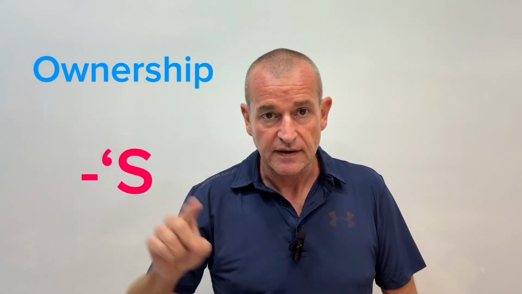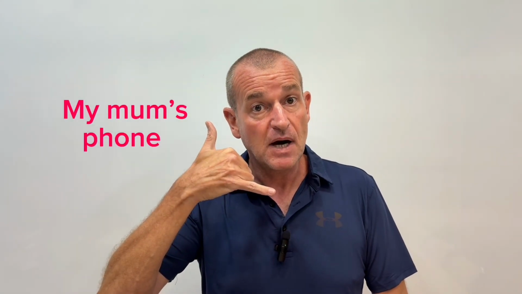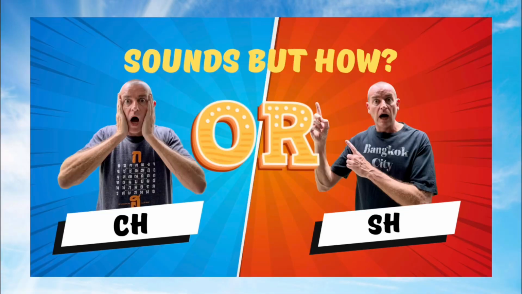Okay? And the last use, most common use for S is ownership, where we use apostrophe S, and it shows that that person owns that thing. Teacher David's students. The students belong to Teacher David. My mum's phone. The phone belongs to my mum. The dog's bone. The bone belongs to the dog. Never try to take a bone off a dog. It will probably bite you, even if it's your own dog. I learned that lesson the hard way a couple of times, okay?